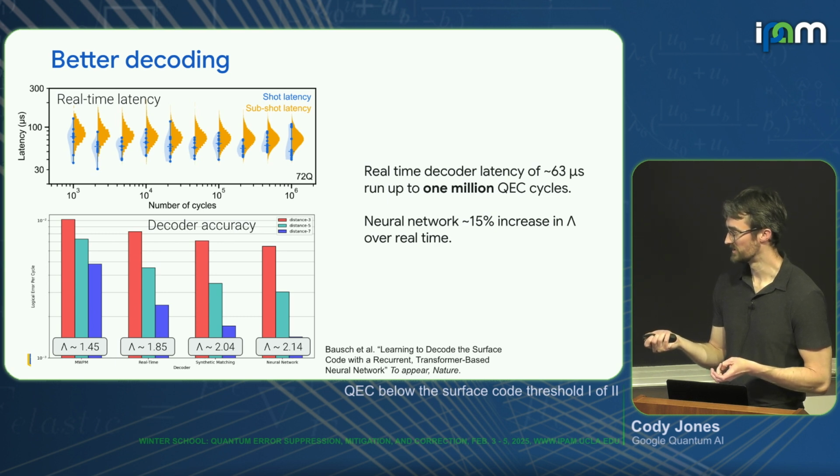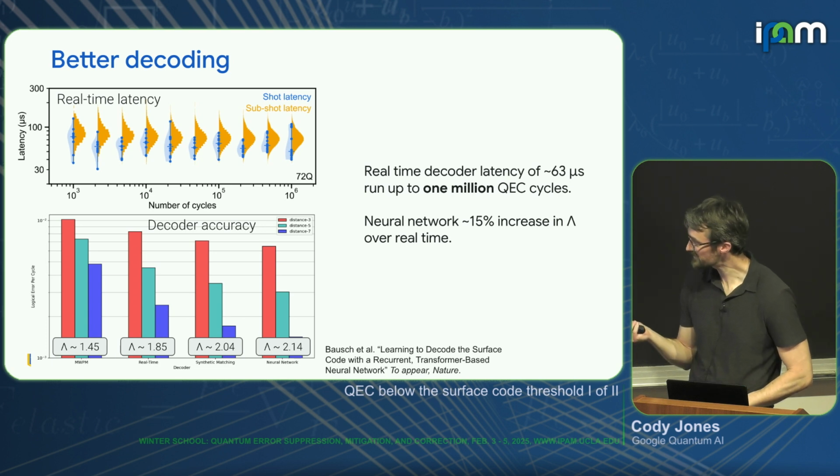And then we have wonderful AI researchers at Google. And so we have a neural network decoder that is today the most accurate for surface codes. And so this contributed about a 15% increase in lambda as well.